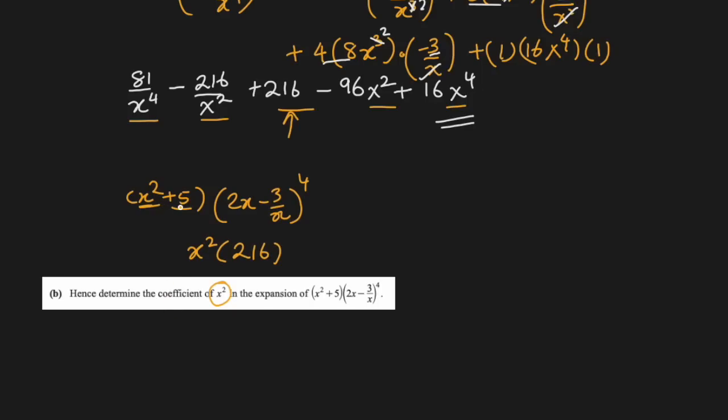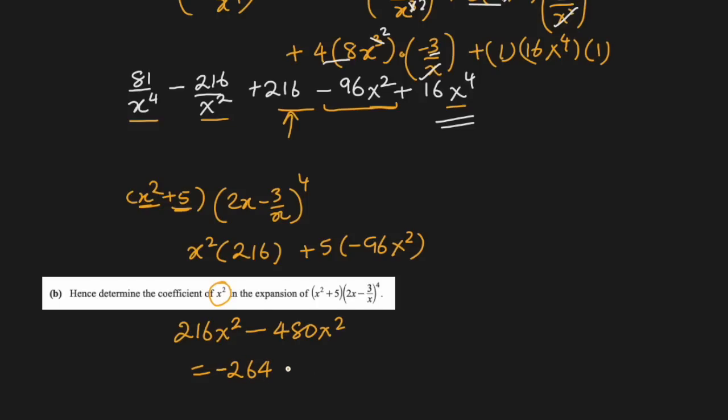So my x squared will multiply with 216. That's it. Now this 5 should also multiply with something which gives you x squared. And which of them is giving x squared? This one is giving x squared. So plus 5 multiplies with minus 96x squared. So what are we left with? 216x squared minus 5 times 96, which is 480x squared. And we'll be left with 264, minus, because 480 is the greater number, x squared. Hence, determine the coefficient of x squared. Minus 264 is the coefficient of x squared.